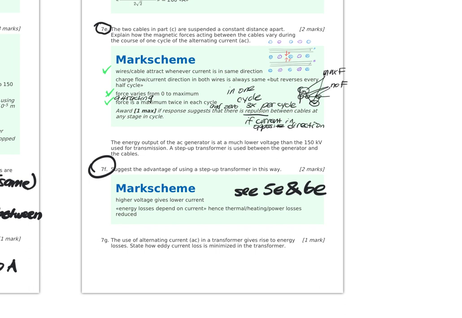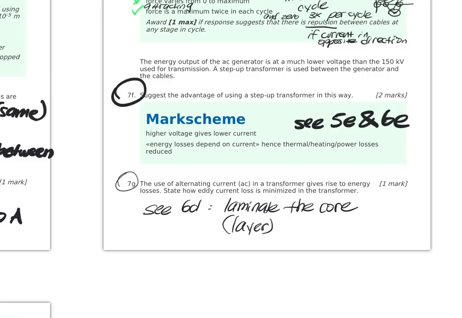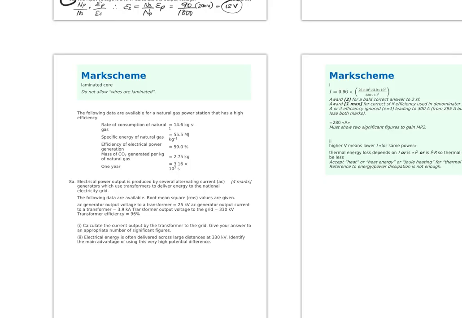7F says, what are the advantages of using step-up transformers? They already asked that. That's asked and answered in 5E and 6E. 7G is pretty much the same as 6D. We laminate the core. We layer the core to reduce eddy currents and thus reduce the I squared R heat losses. Also be careful. Notice that the mark scheme says do not allow wires are laminated. It's not the wires that are laminated, it's the core. The core is layered. Lamination means layers. When you laminate a poster, you put a layer of plastic on it.